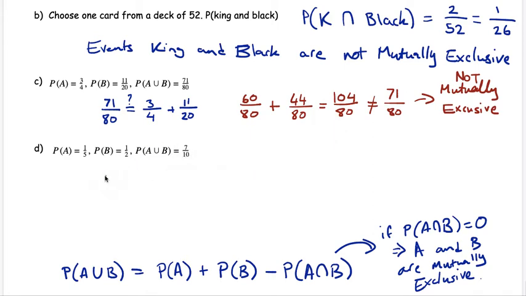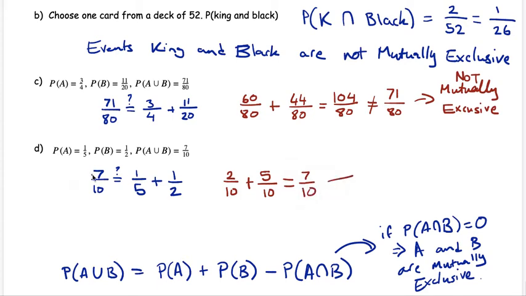Okay, so another example here. Let's take a look at this. So 7/10, the probability of A union B, is that equal to the probability of A, 1/5, plus the probability of B, 1/2? Well, let's take a look. Multiplying above and below by 2 here gives us 2/10, plus, multiplying above and below by 5 here, 5/10, and that equals 7/10. Therefore, we can see 7/10 equals 7/10, so these are mutually exclusive.